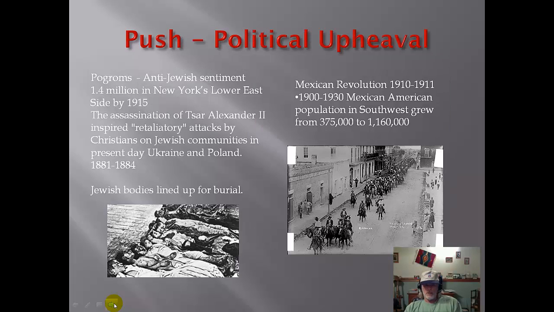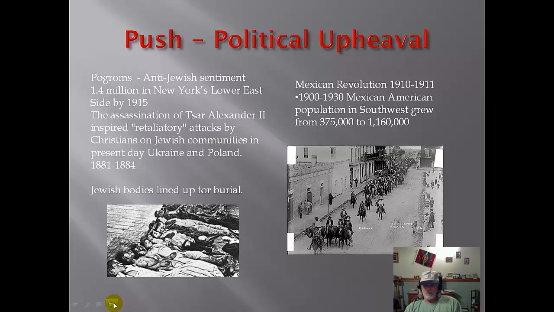In Eastern Europe and so forth, a lot of it was just political upheaval. If you look at the one here, the assassination of Tsar Alexander II led to attacks by Christians on Jewish communities, and a lot of Jewish people started immigrating to the United States. You can see some pictures here of what was taking place in Ukraine and Poland.